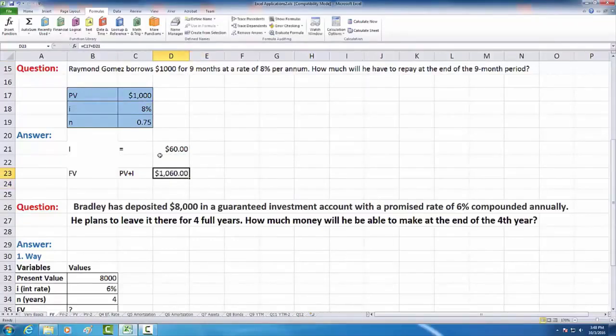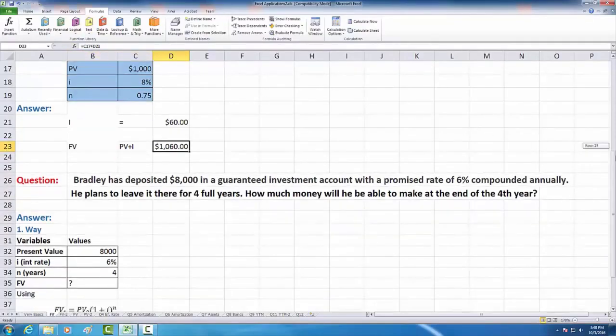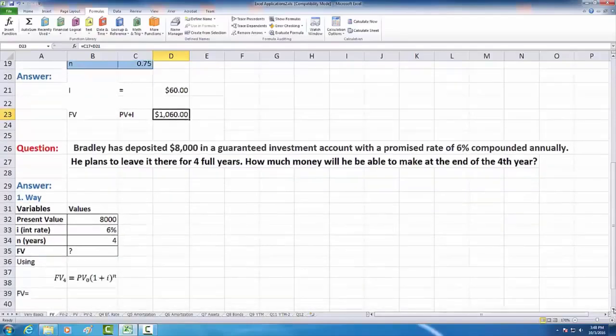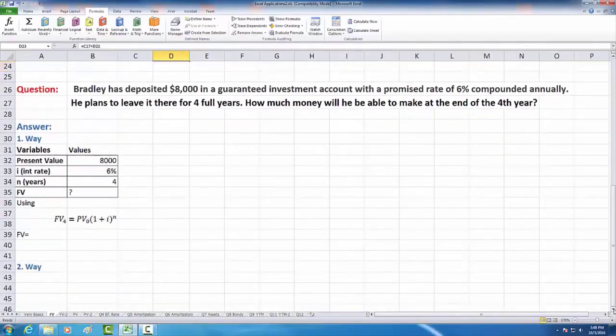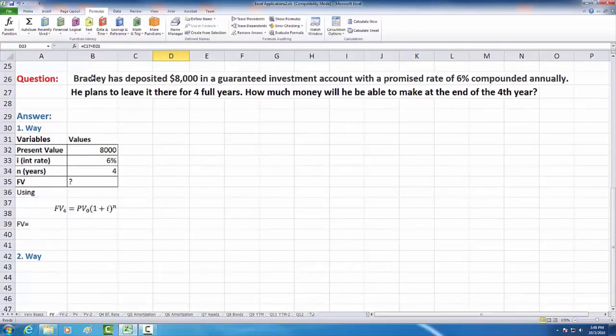So here is the answer, and here is the formula that we are using, so that you can follow the details. Now let's switch to the third question in order to practice more. There's a guy, Bradley. He has deposited $8,000 in an investment account with a promised rate of 6% compounded annually. So this is an annual compounding. He plans to leave it there for 4 years. How much money will he be able to make at the end of the 4th year?